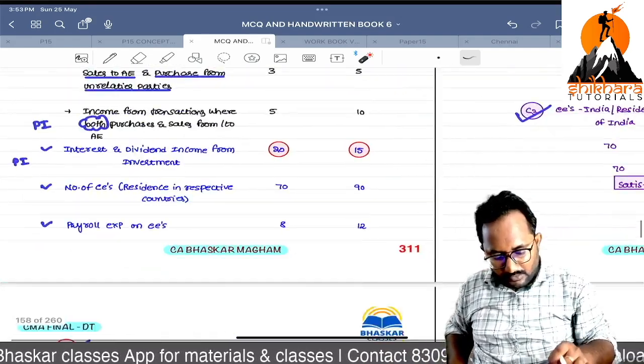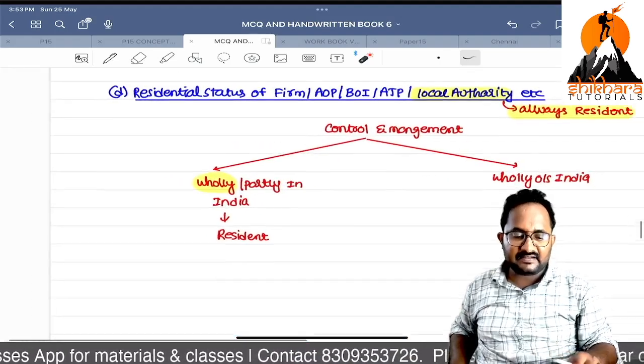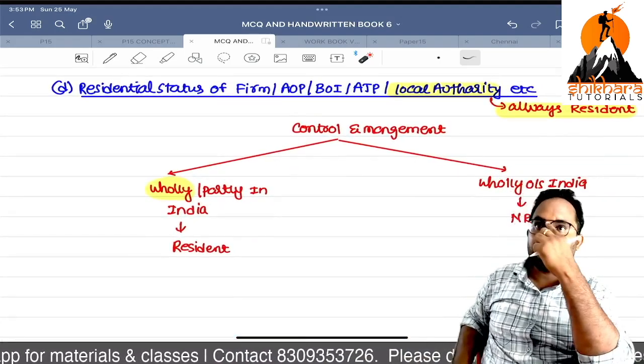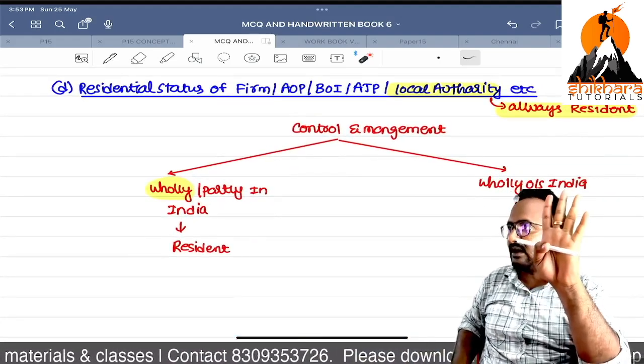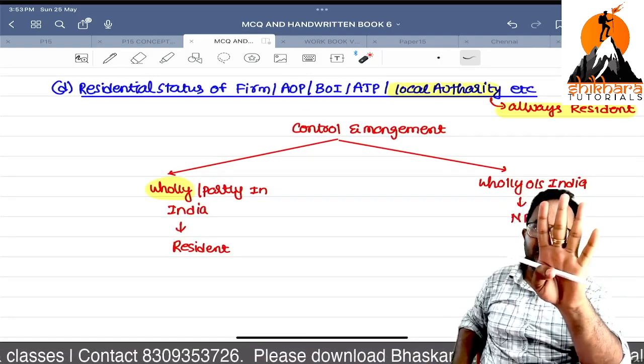Now, finally, I want to calculate the residential status of others. Sir, company residential status should end with resident and non-resident. No need to calculate what? Ordinary status for the resident.